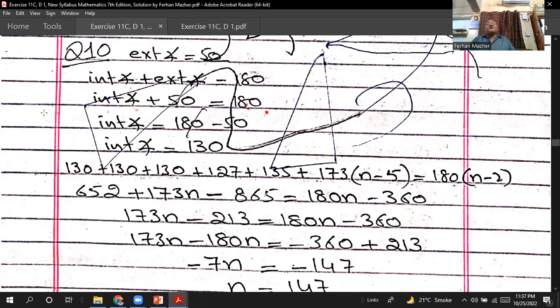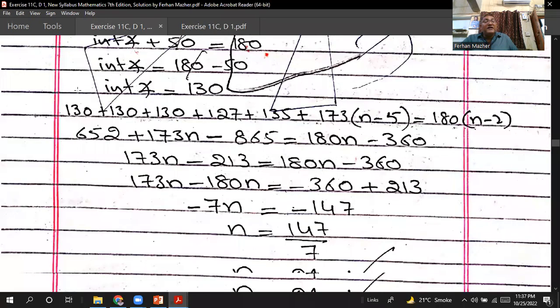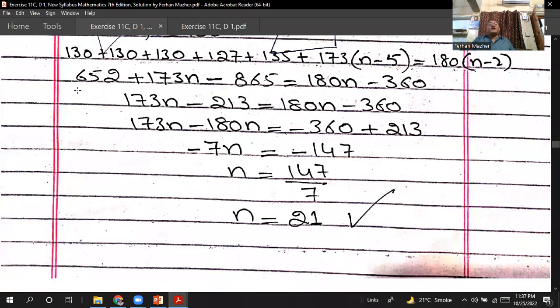So it will be 173n minus 213 equals 180n minus 360. So 173n minus 180n equals minus 360 plus 213. So minus 7n equals minus 147. Minus minus will cancel. So n will be 147 divided by 7, and n will be 21. So this is how you will do this question.